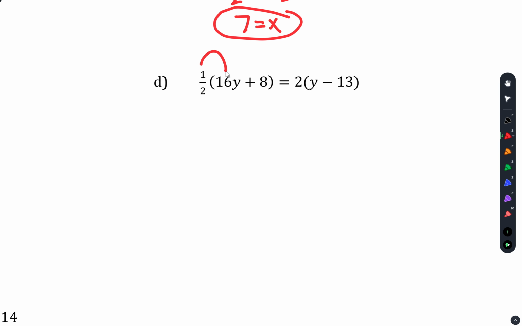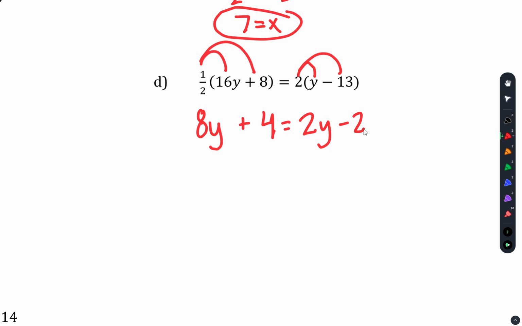So I'm going to distribute 1/2. 1/2 of 16y is 8y. 1/2 of 8 is 4. I have to distribute the 2. 2 times y is 2y. 2 times negative 13 is negative 26. Do I have any like terms on the same side to combine? No. So I can move straight to moving those variables around.